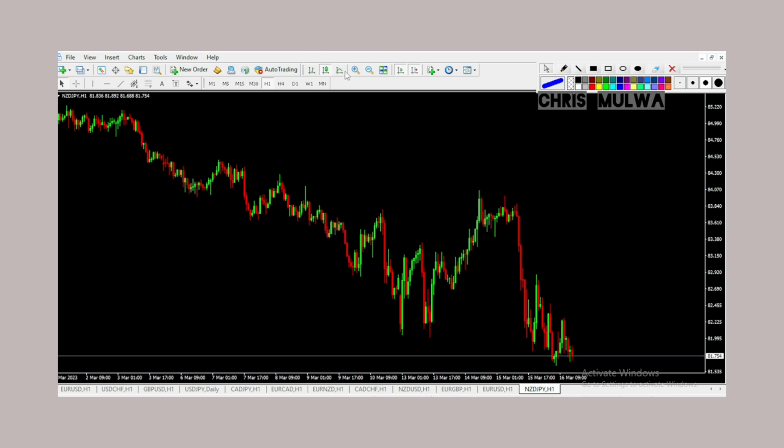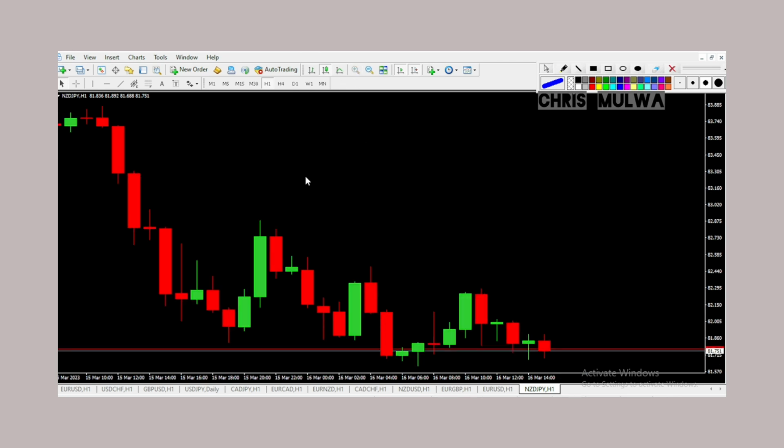You see? So let me zoom. So in hours, it is still the same thing. This candle is 1 hour. This other one is 1 hour. This one is 1 hour. So even the small one here was formed within 1 hour. This one also 1 hour. The big one was also formed within 1 hour. So the candlestick here means 1 hour.